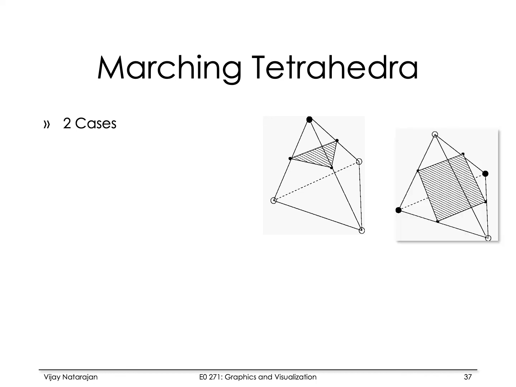The second case, with 2 plus vertices, is essentially a quad with 4 vertices. So we have 2 triangles for the isosurface. No ambiguity in either case. This is a linear interpolant. There is no ambiguity at all here. The isosurface is linear, and it is not even an approximation. It is an exact isosurface for the piecewise linear function.